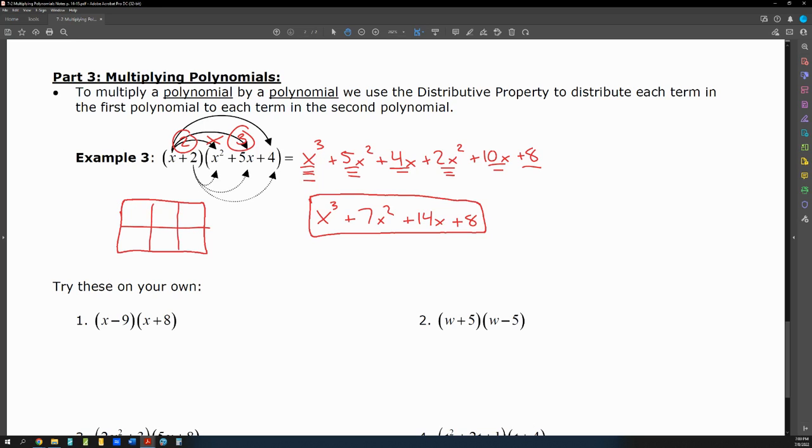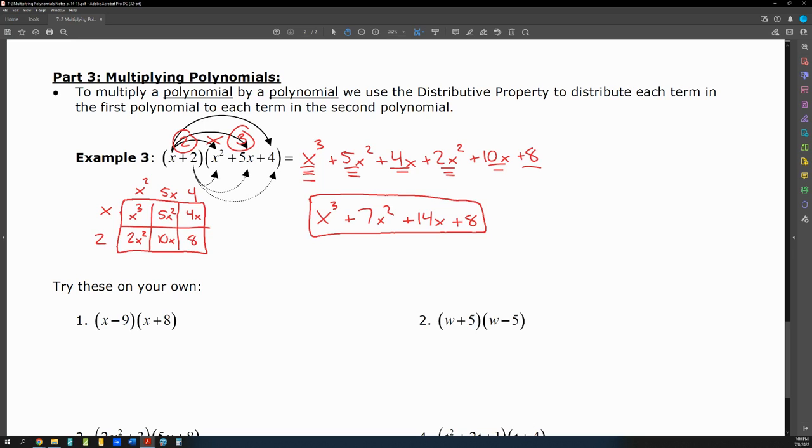On the side with 2, I'm going to put the terms of my binomial, so x and positive 2. In the side with 3, I'm going to put the terms of my trinomial, so x squared, positive 5x, and positive 4. Now I can go ahead and multiply these together. So x times x squared is x cubed, 5x times x is 5x squared, 4 times x is 4x, 2 times x squared is 2x squared, 5x times 2 is 10x, and 4 times 2 is 8.